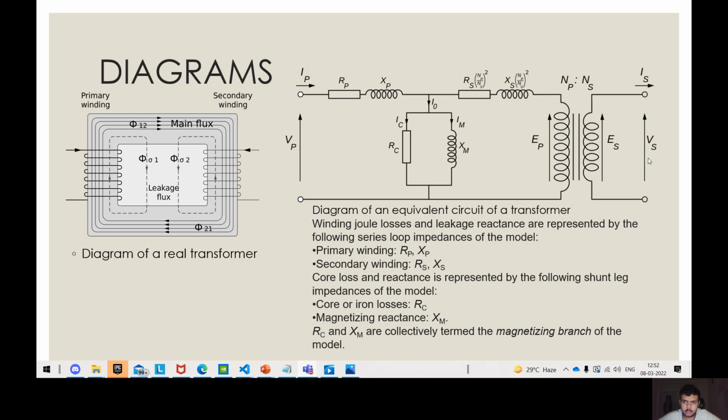We generally reduce the transformer into this equivalent circuit for easier calculation. Here the winding joule loss and leakage reactance are represented by the following series loop impedances of the model. The primary winding is given by RP and XP, and the secondary winding is given by RS and XS. The core loss and reactance are represented by the following shunt leg. RC is the core loss or iron core loss, and the magnetizing reactance is XM. RC and XM are together termed the magnetizing branch of the model. So basically this is the equivalent circuit of the transformer. Here we can also see that gaps can exist, which can lead to leakage of flux.